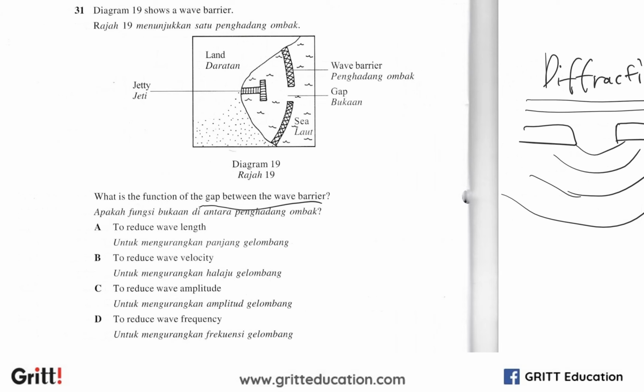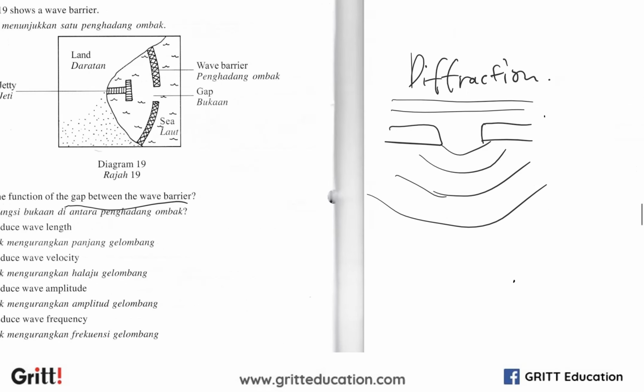Now, for here, we can see that this is close to the land. So chances are maybe there are boats around, there's people around. And you know that water waves or sea waves can actually be very strong. So the wave barrier there with the gap actually reduces the energy of the wave. Because if the wave has a lot of energy, it has the capability of destroying a lot of things. So when you spread out the waves like this, you actually spread out the energy.